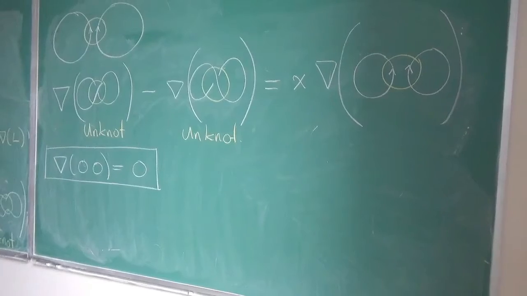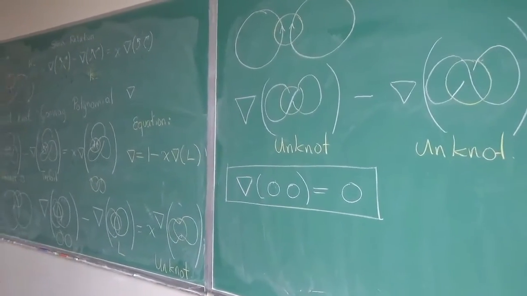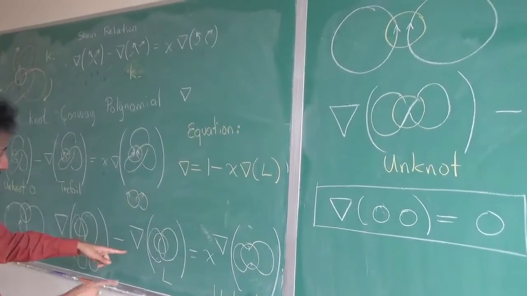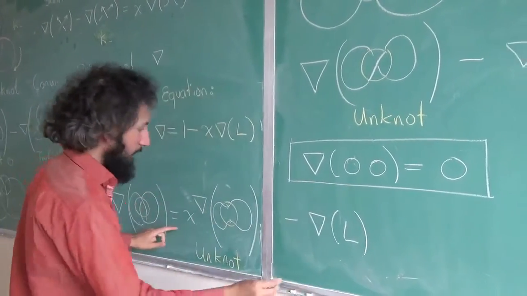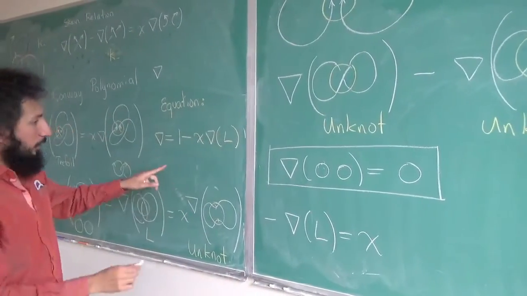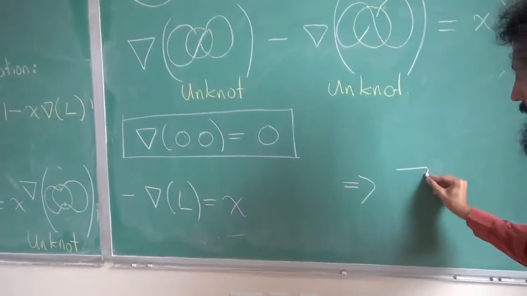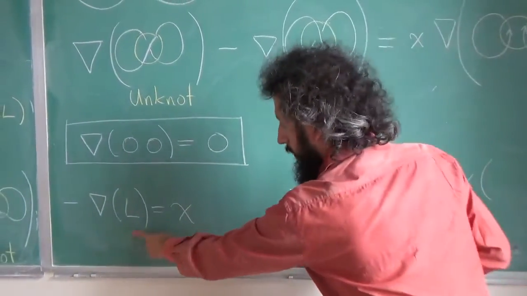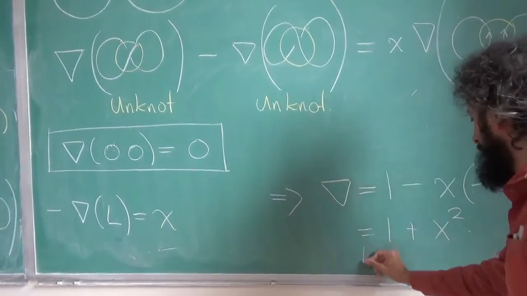This is good because now we can return to our equation. If we see this thing, this one will be 0. And so the polynomial we wanted, minus L, is equal to x, because this one is 1. And so in our equation, what we have is the following. The Conway polynomial of the trefoil is 1 minus x times this one, which is minus x, which is 1 plus x squared.